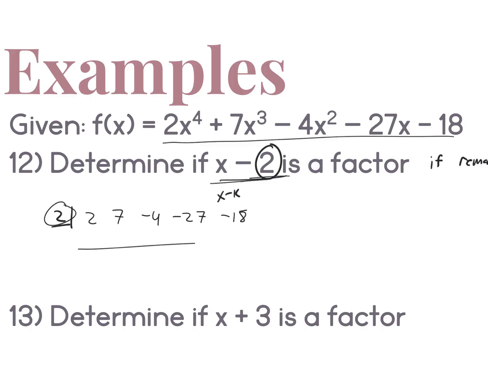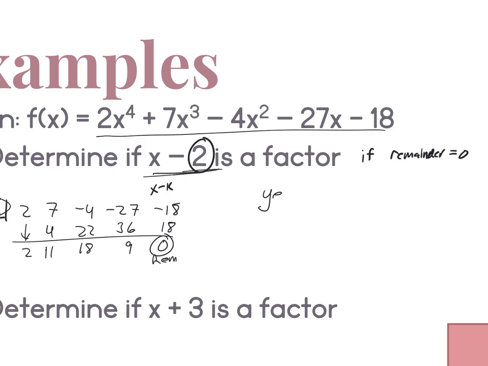Let's just see if this works. I'm going to bring down 2. 2 times 2 is 4. 4 plus 7 is 11. Times 2 is 22. Minus 4 is 18. Times 2 is 36. Minus 27 is 9. And times 2 is 18. And -18 plus 18 is 0. So we get a remainder of 0, and if our remainder is 0, then I would say yes, x minus 2 is a factor.